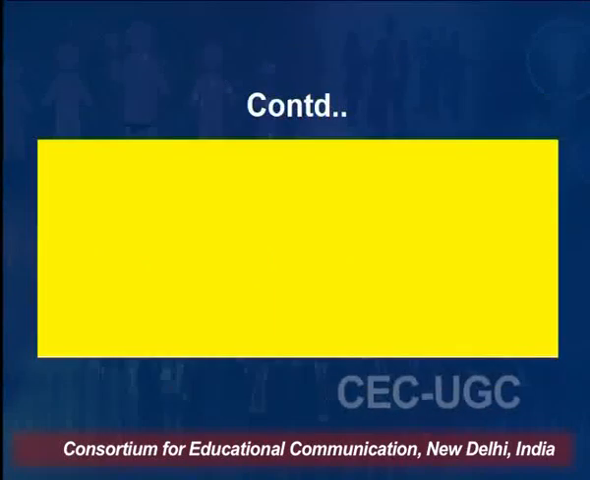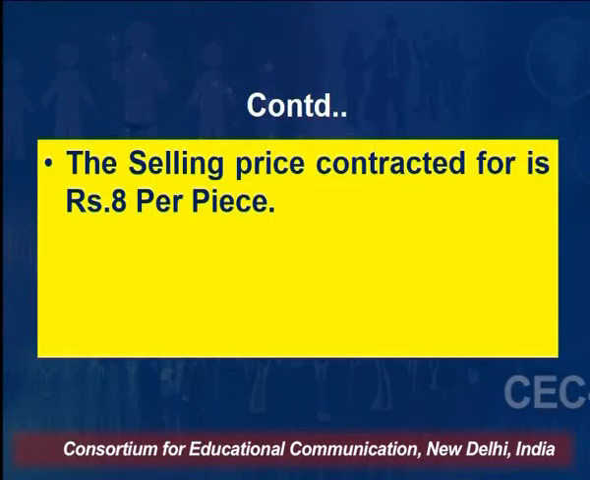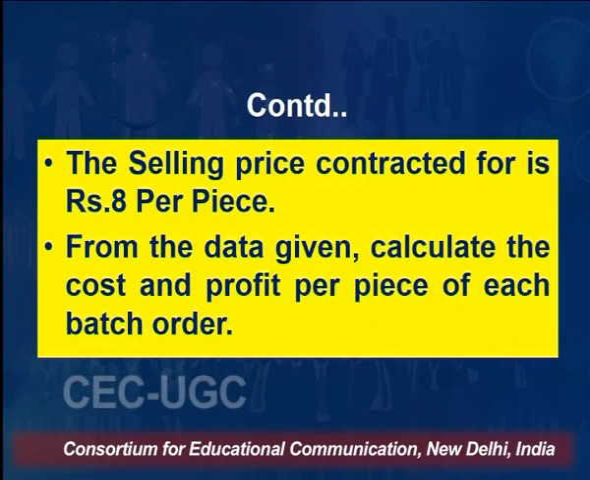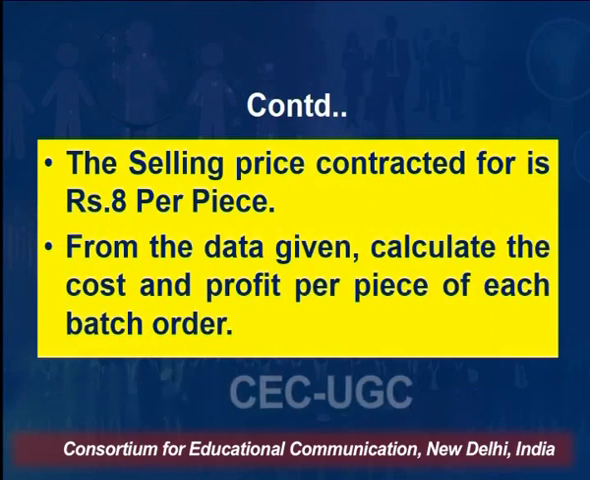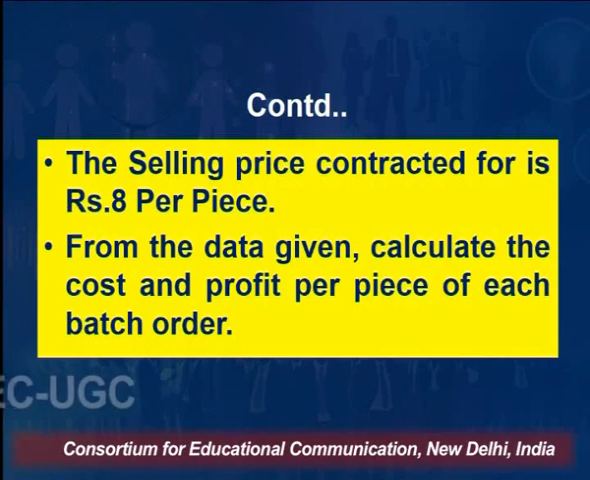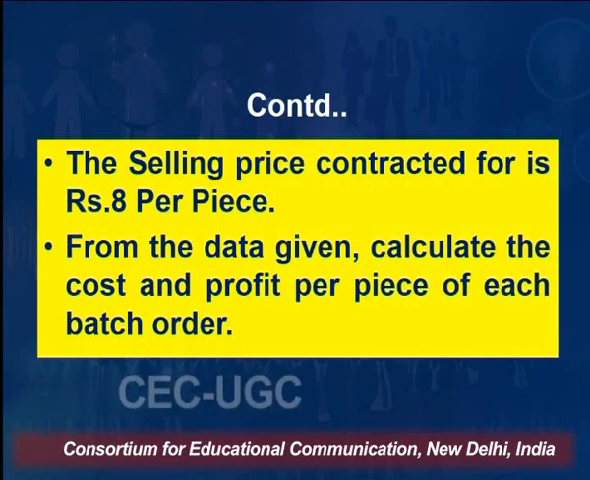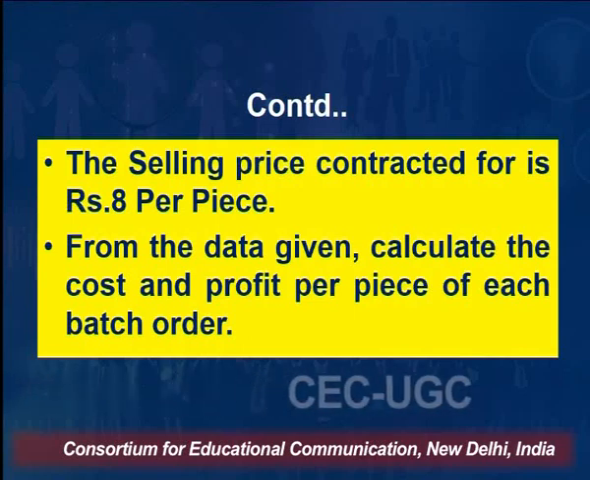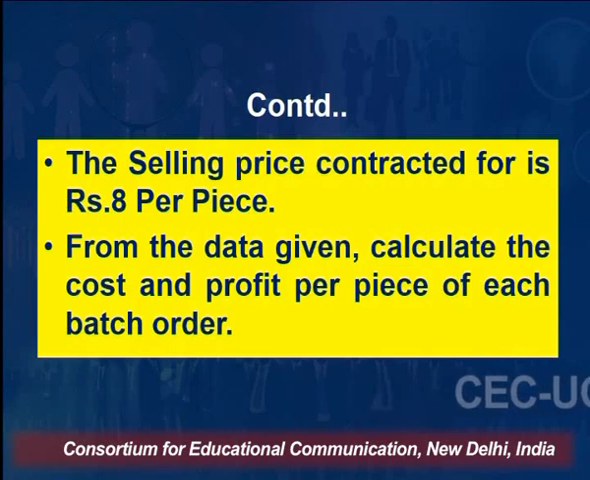Of course, that is going to be the basis. Selling price as per the contract is 8 rupees per piece, and they are asking us to calculate the cost and profit per piece of each batch order. So here the question is not asking us to identify the profitability of batch size. The dimension of the question is different. The dimension of the problem is different.